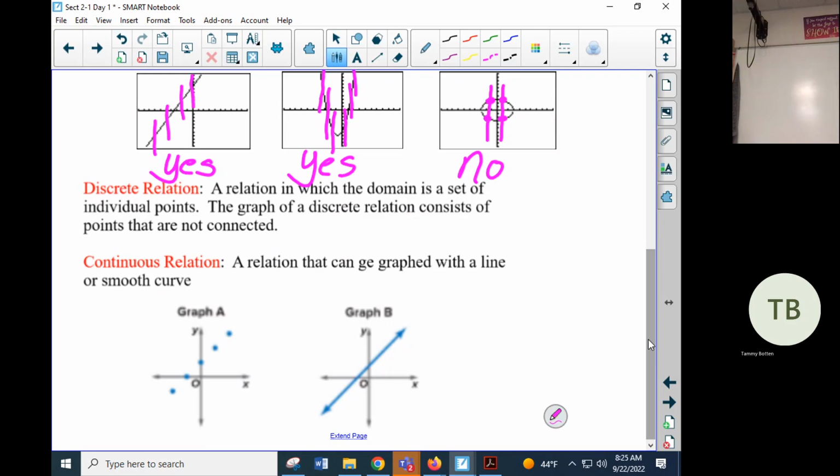Okay. With continuous, it's just going to mean that you have a line through it. And it doesn't have to be a straight line. It can even be like a parabola. That's still considered continuous.